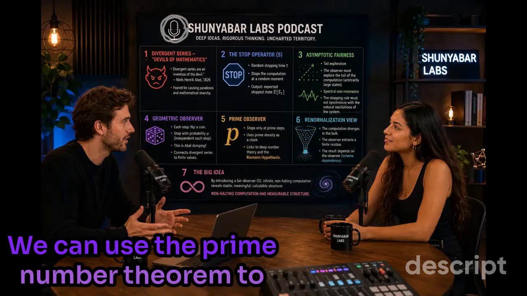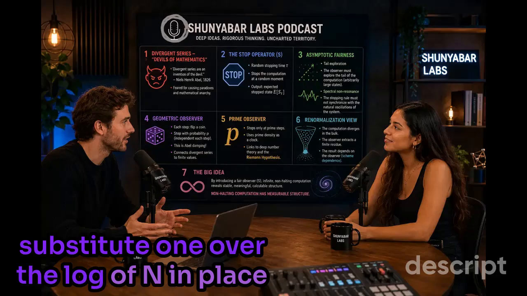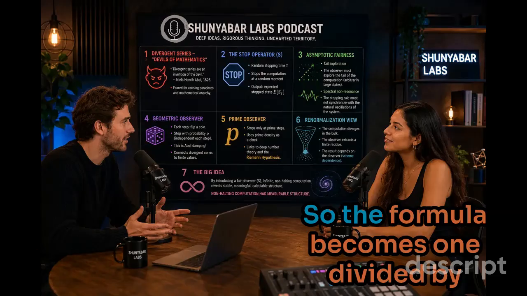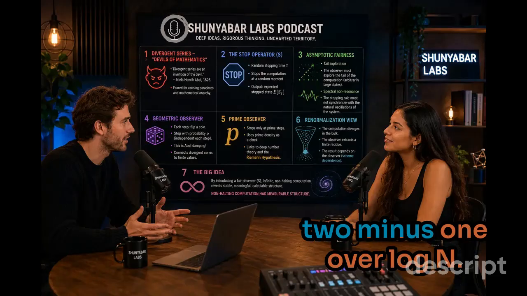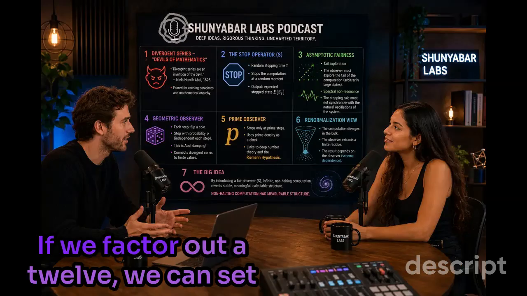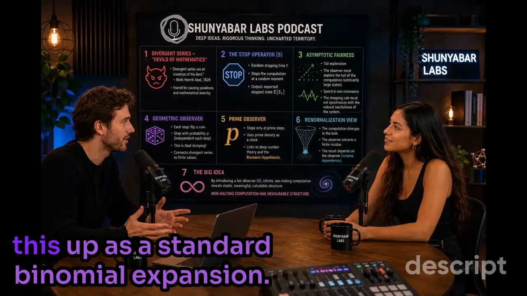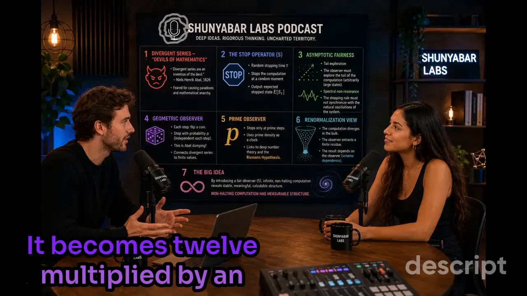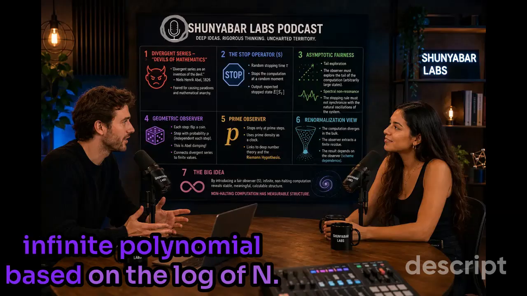We can use the prime number theorem to substitute 1 over the log of n in place of the prime density. So the formula becomes 1 divided by 2 minus 1 over log n. If we factor out a 12, we can set this up as a standard binomial expansion. It becomes 12 multiplied by an infinite polynomial based on the log of n.